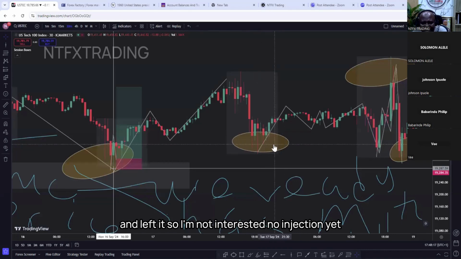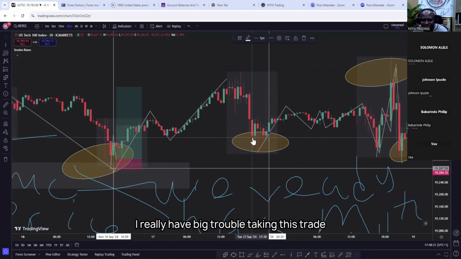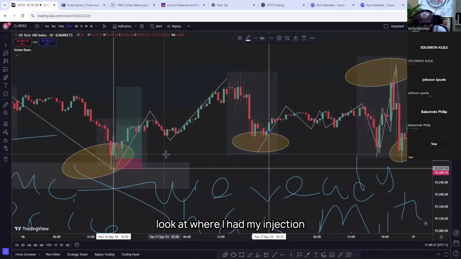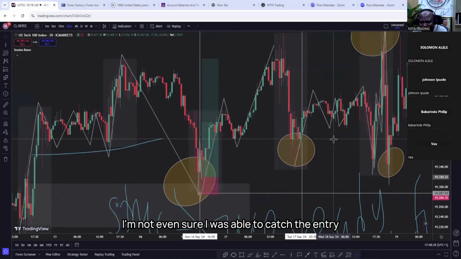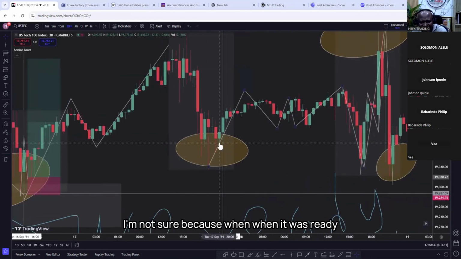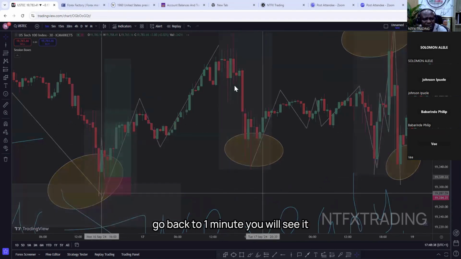No injection yet. Look at where I have my injection. I really have big trouble taking this trade. Look at where I had my injection. And after this injection, I'm not even sure I was able to catch the entry. I'm not sure, because when it was ready, I was asleep. Look at the injection. Go back to 1 minute. You will see it.